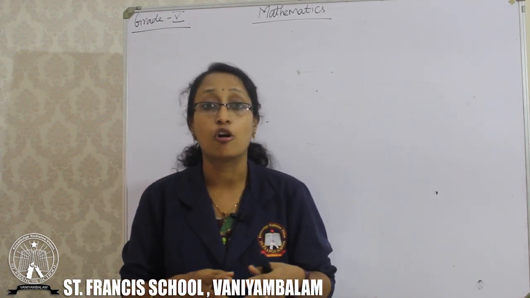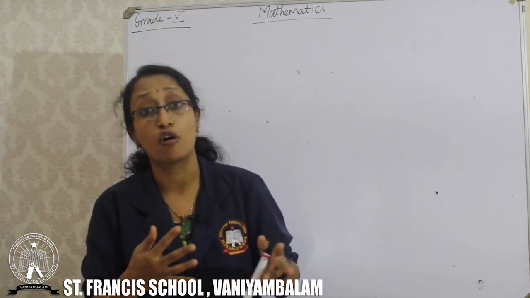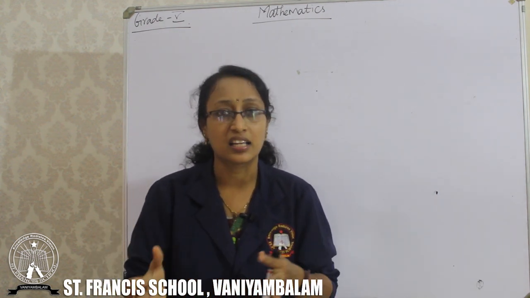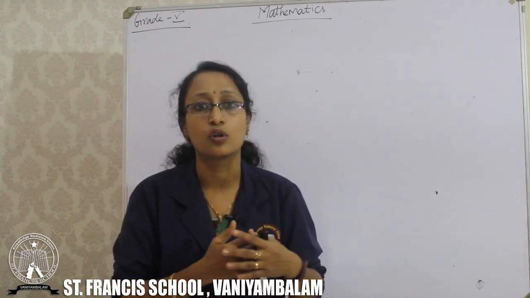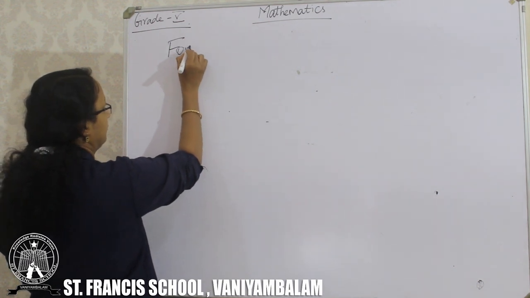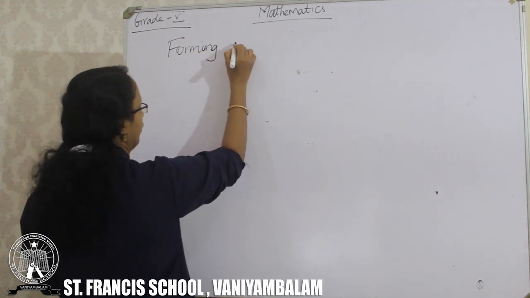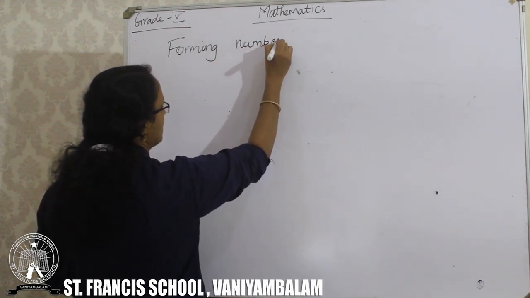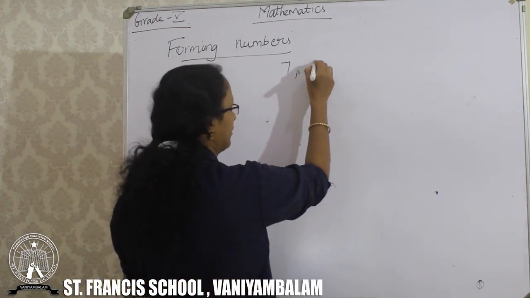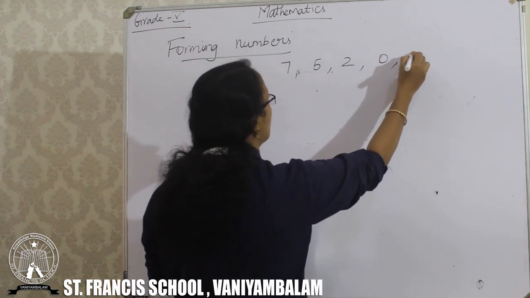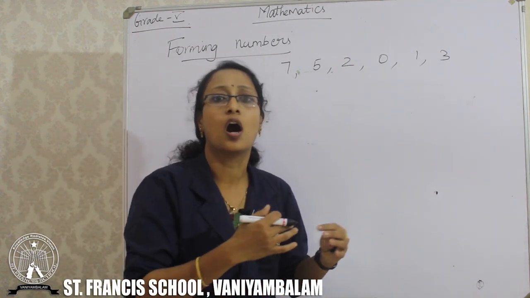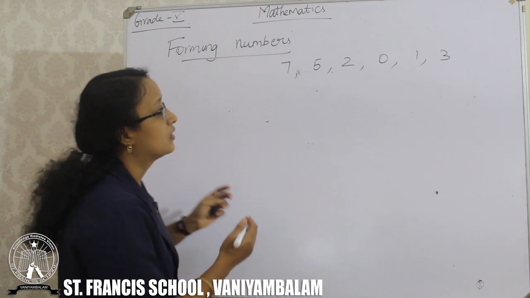Today we are going to study formation of numbers. We learned formation of numbers in the last class also. If some digits are given, more than 4 or 5 digits, for example 6 digits, you know how to form the numbers, right? Suppose 6 digits are given: 7 5 2 0 1 3. Okay, 6 digits are there.